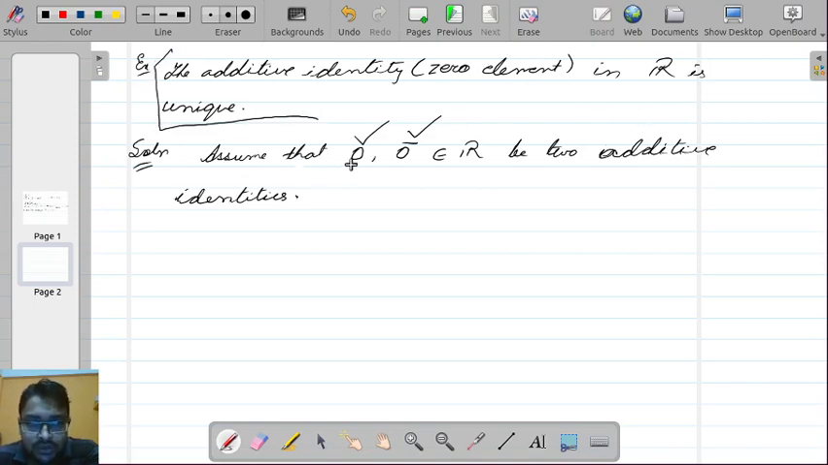So what does that mean? Whenever you have this type of question in mathematics, in most cases the solution is obtained this way. Suppose I want to show that something is unique. First we assume that there are two such elements. Then we try to prove that those two elements have to be equal. There is no other option.